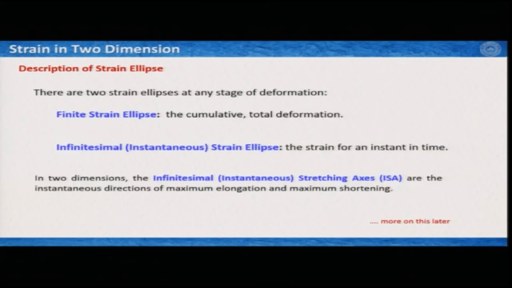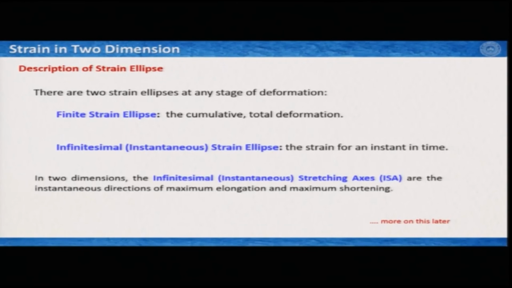Here I try to give you some description of the strain ellipse with 3 terminologies. We will learn about them later, but I think it is important at least to introduce you to the terms. There are 2 types of strain ellipses at any stage of deformation. One is the finite strain ellipse, which is the cumulative or total deformation. It sums all deformation, and the end product, or end ellipse that you get, is the finite strain ellipse. And then there is the infinitesimal or instantaneous strain ellipse, the strain ellipse for any instant of time.